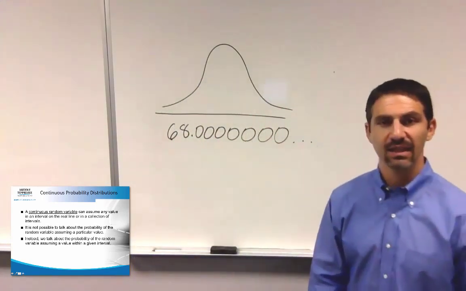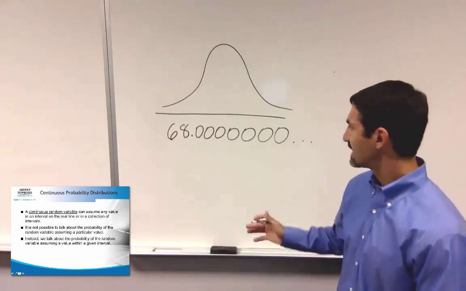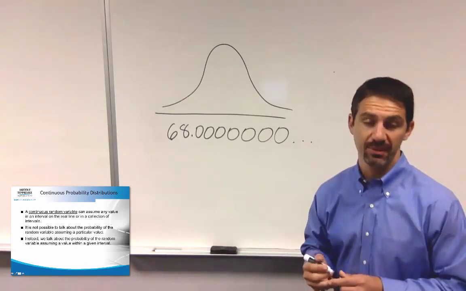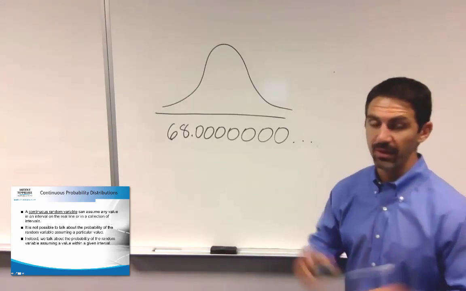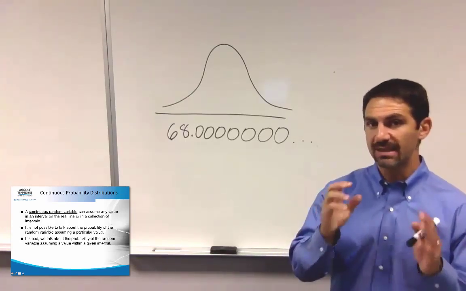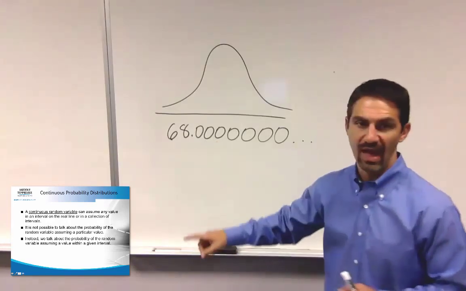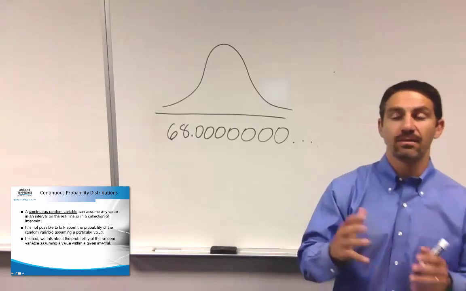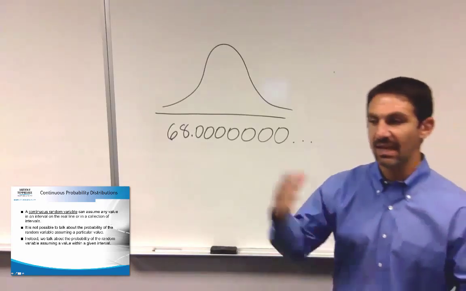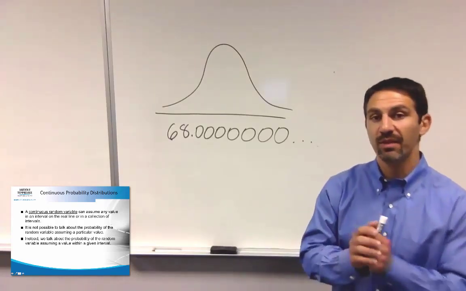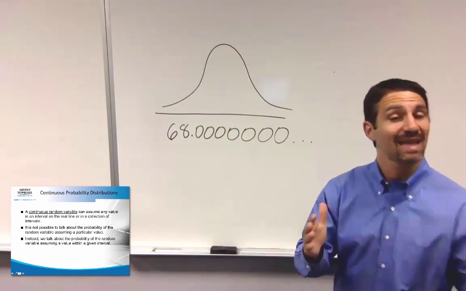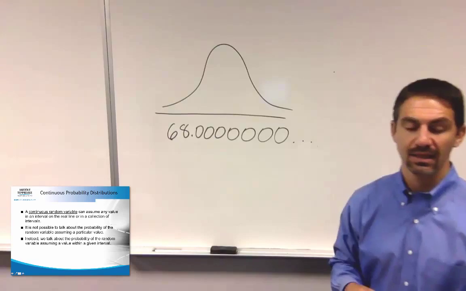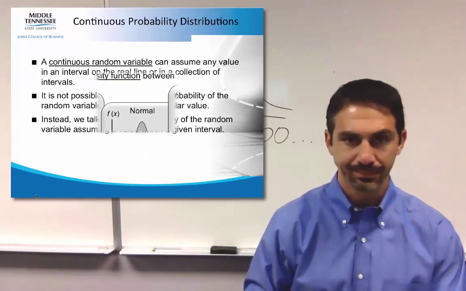That's not very likely to occur. But if I say 68 to 69, now I can look at that, and there's a lot of people that are between that, and I can come up with a range, a probability based on a range as opposed to an individual value. So everything we do in here is going to be based on a range. What's the probability of being between 68 and 69? What's the probability of being greater than 68? What's the probability of being less than 68? Never exactly 68 in terms of continuous data.